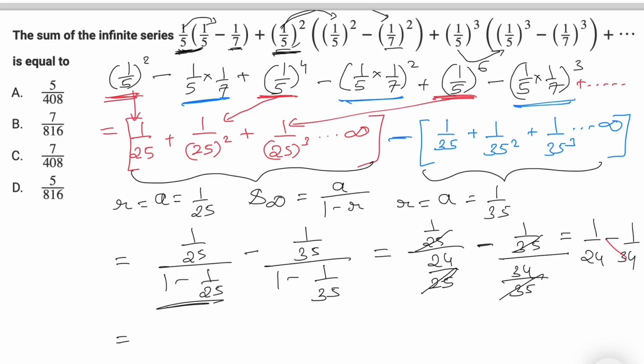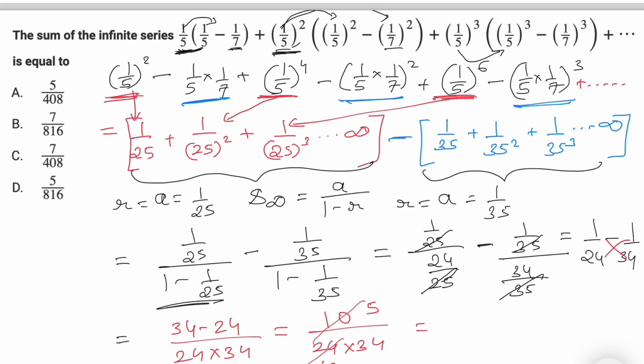The next step, we cross multiply. So 34 minus 24 upon 24 into 34, right? So the final answer would be 10 upon 24 into 34. 2 and 2 cancel, here 5 remains and here 12 remains. 5 divided by 12, 4s are 48, 4 carry, 36 and 4 is 40. The answer is 5 upon 408. That is the A option.